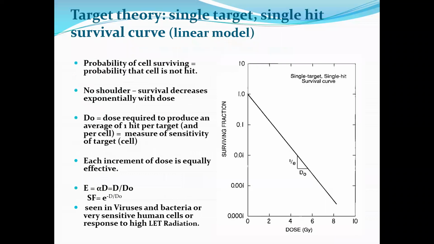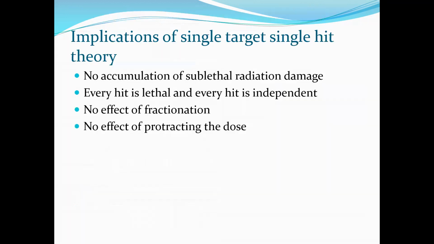So single target, single hit survival curve: probability of cell survival is the probability that the cell is not hit. No shoulder, survival decreases exponentially with dose. D0 is the dose required to produce an average of one hit per target and is a measure of sensitivity of the cell. Each increment of dose is equally effective. Seen in viruses and bacteria or very sensitive human cells, a response to high LET radiation. Implications: no accumulation of sublethal radiation damage. Every hit is lethal and every hit is independent. No effect of fractionation, no effect of protracting the dose.